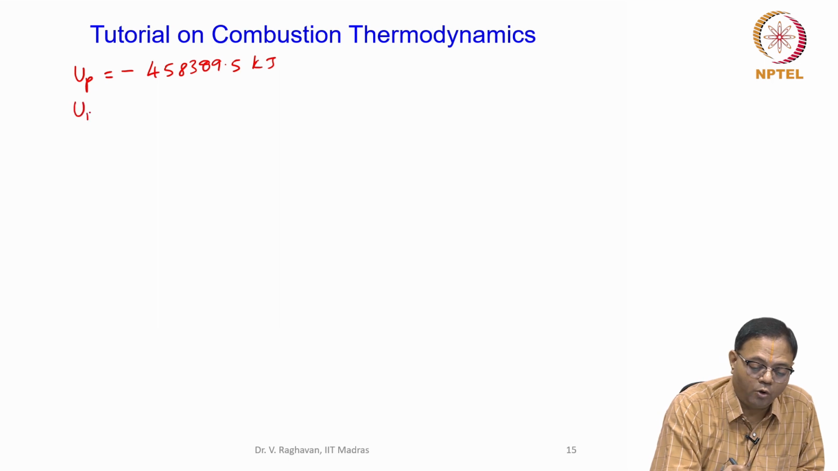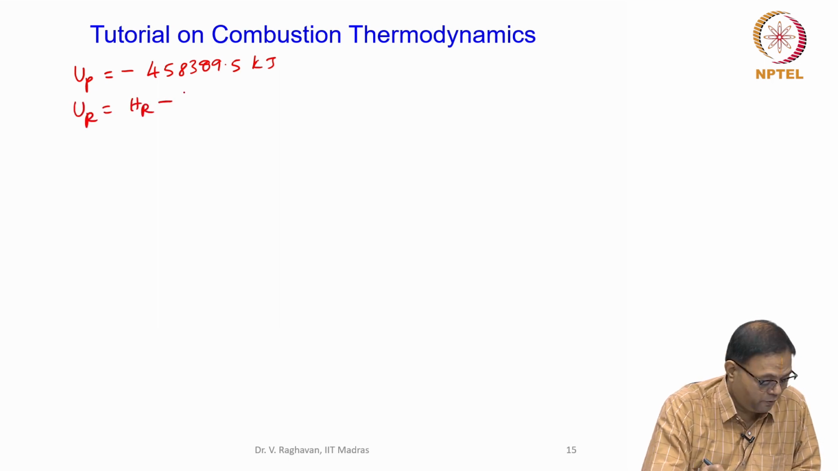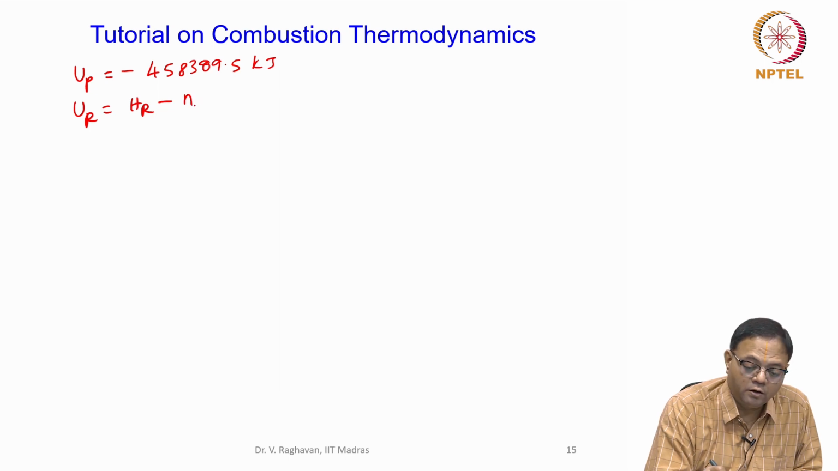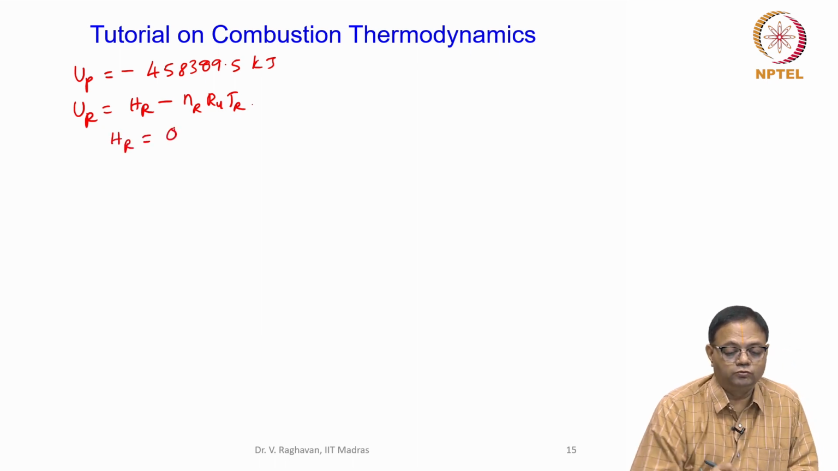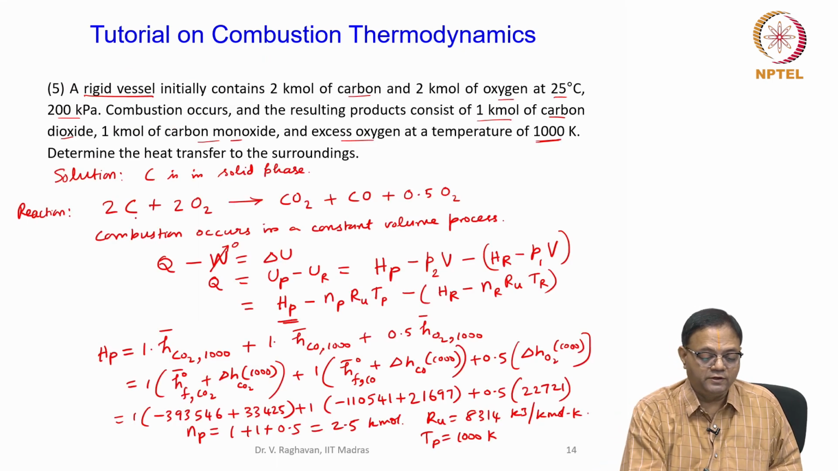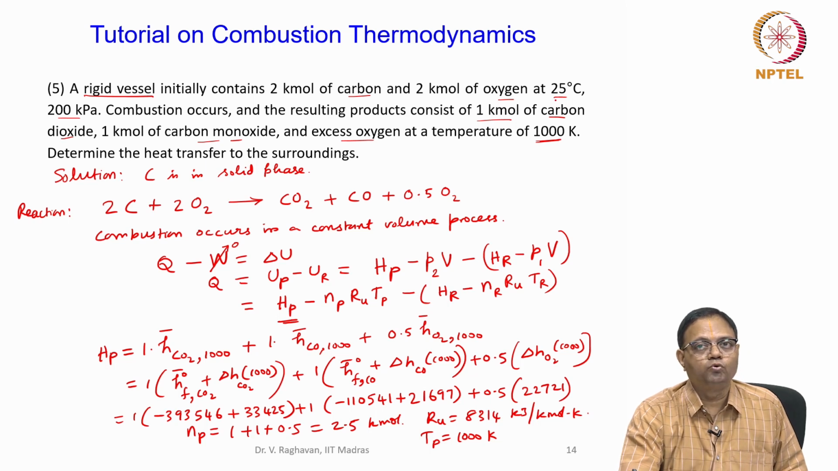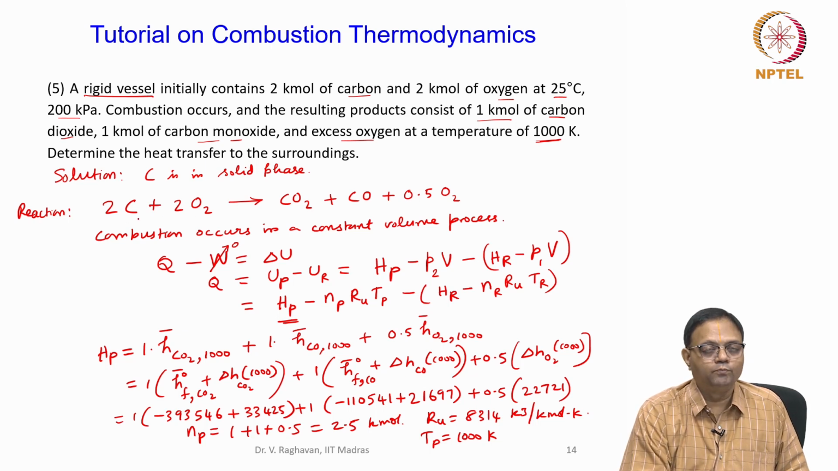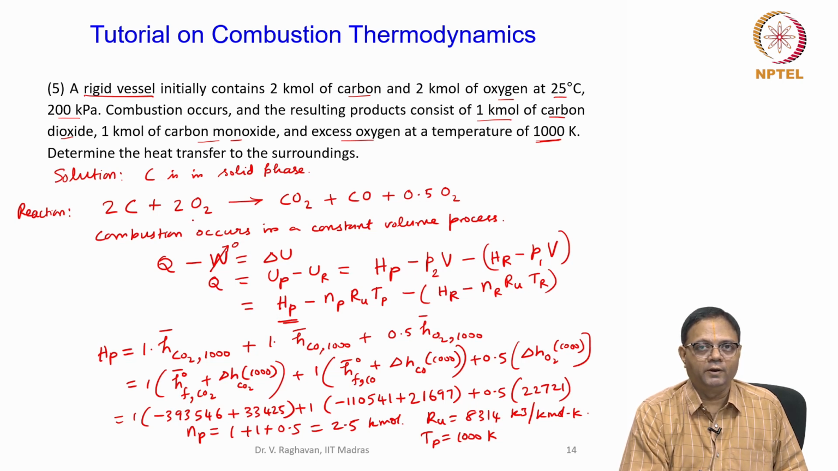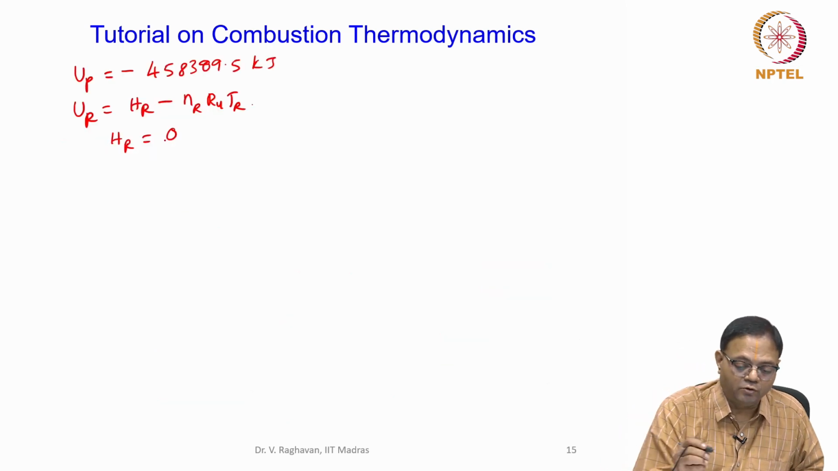Similarly, I will now take UR equal to HR minus NR RU TR. So, what is HR? HR is 0. Why? You see the reaction, C is in solid state element and the temperature is only 25 degrees, that is 298 Kelvin reference temperature. So, in the enthalpy of formation, the reactant side has solid carbon and the naturally occurring element O2 present. So, the enthalpy of formation is 0. So, we can say HR equal to 0.